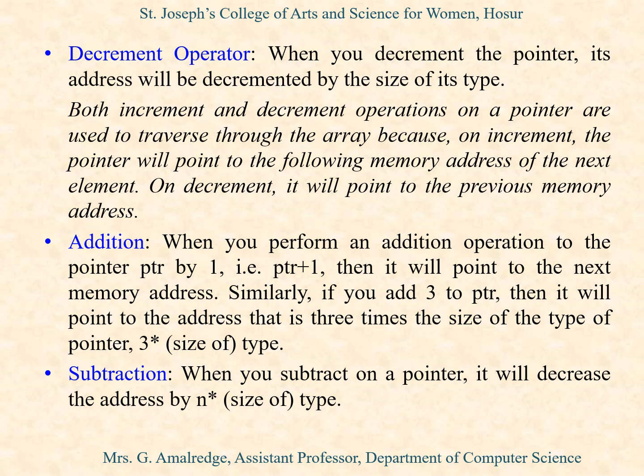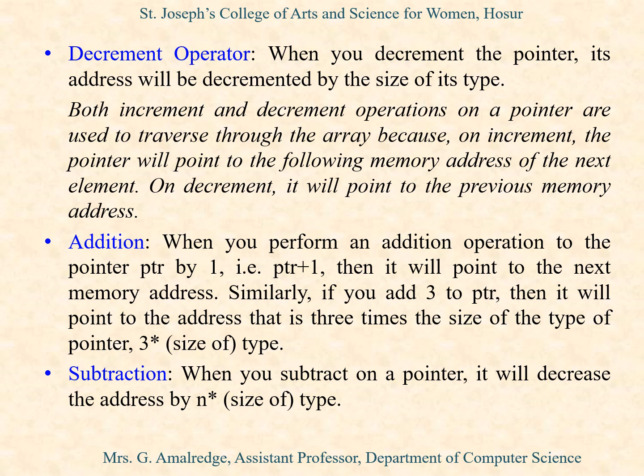Decrement operator. When you decrement the pointer, its address will be decremented by the size of its type. Both increment and decrement operations on a pointer are done in array operations. On increment, the pointer will point to the next memory address of the next element. On decrement, it will point to the previous memory address.